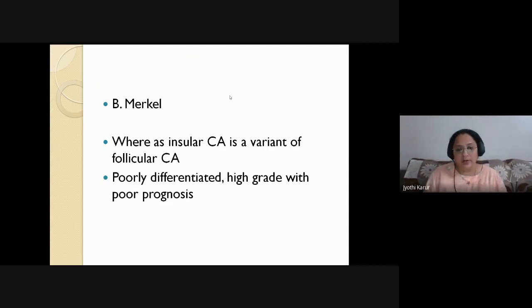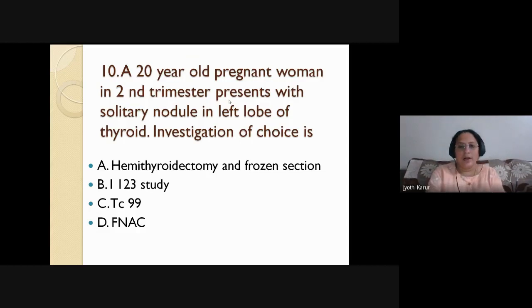But the worst prognosis is still which carcinoma? Anaplastic carcinoma. Slightly on the lower side is this one. And then, a little more below, it is Hürthle cell. Below Hürthle cell is follicular. And then below it is papillary carcinoma. Okay. Again, very easy.